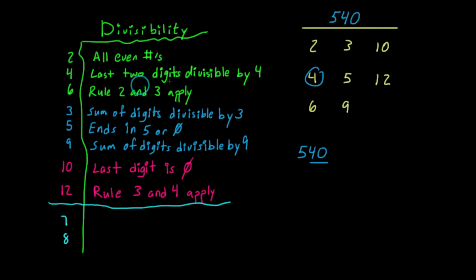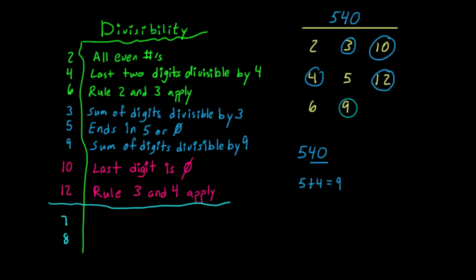The rule of 3 says that the sum of the digits is divisible by 3, so I'm going to add 5 plus 4 plus 0, so that's nothing. So 5 plus 4 is equal to 9. 9 is divisible by 3, so 540 is divisible by 3. Since 540 is divisible by both 3 and 4, it must be divisible by 12 as well. Let's move to 10. Is 540 divisible by 10? Since this value ends in a 0, it must be divisible by 10.